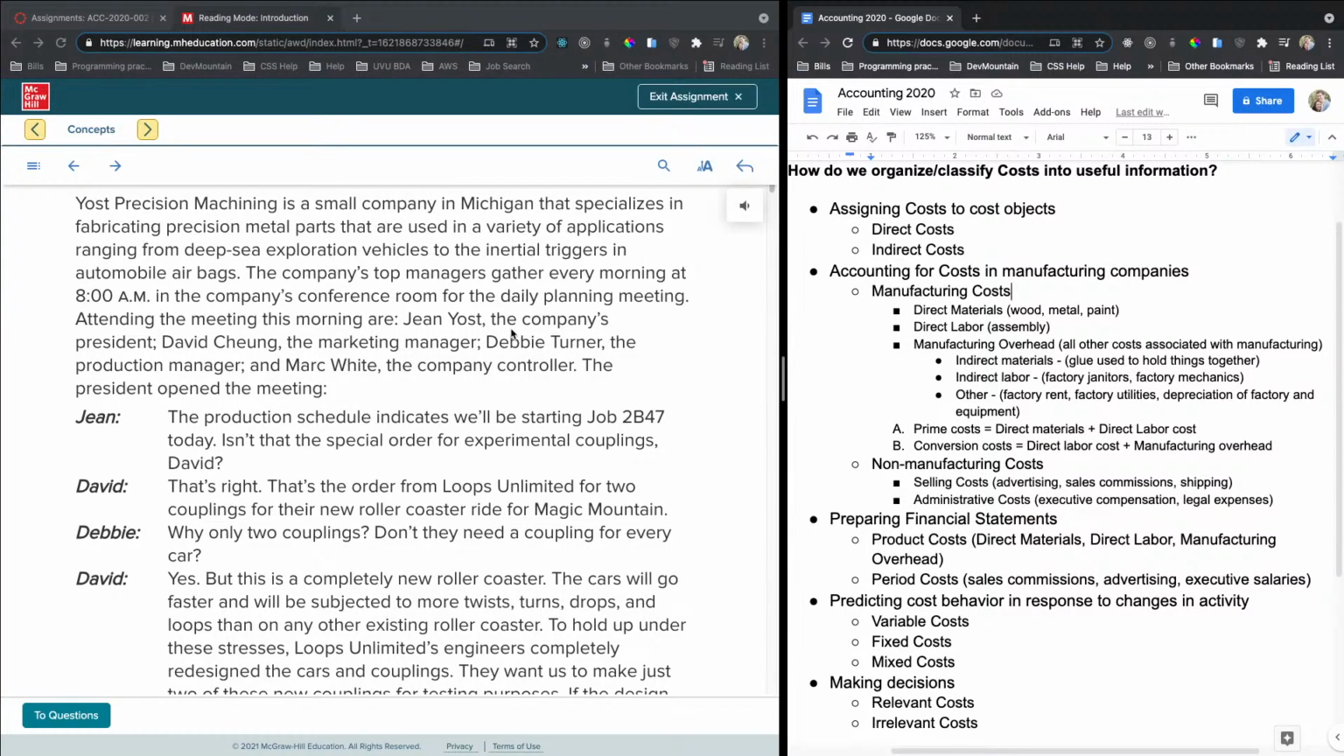Yost Precision Machining is a small company in Michigan that specializes in fabricating precision metal parts used in a variety of applications, ranging from deep-sea exploration vehicles to the inertial triggers in automobile airbags. The company's top managers gather every morning at 8 a.m. in the company's conference room for the daily planning meeting.